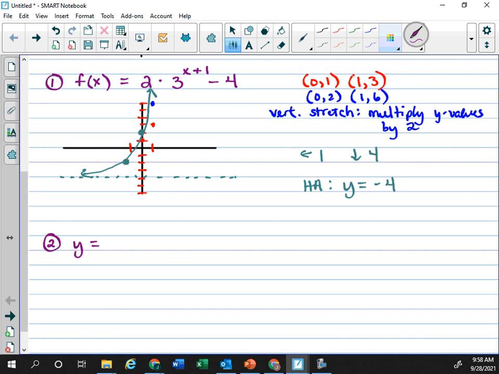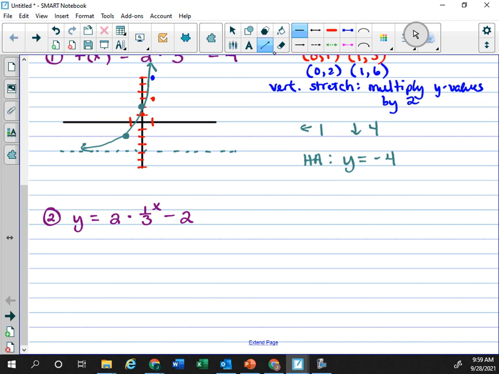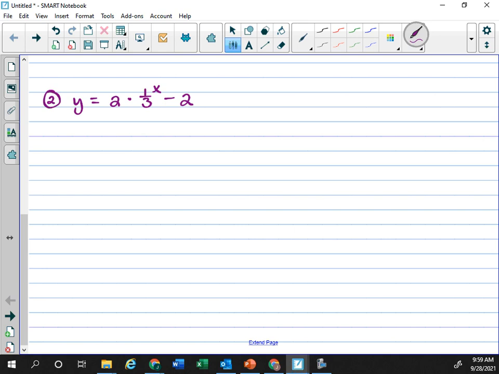y equals 2 times (1/3) to the x, minus 2. Okay, I don't really like the 1/3 in there. I don't really want to graph with 1/3. Can anybody think of another way I could write this? 2 times something to something. Like, how could I rewrite this maybe with a different exponent so I don't have a fraction? Anybody know? Yeah.